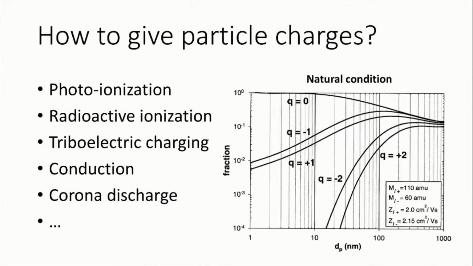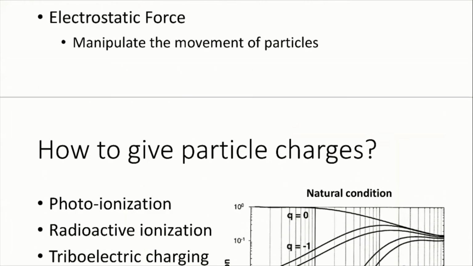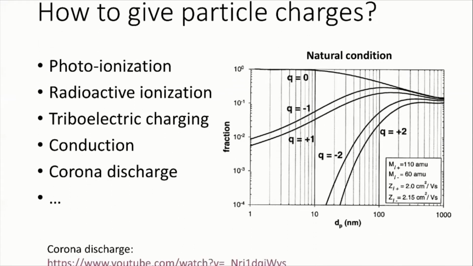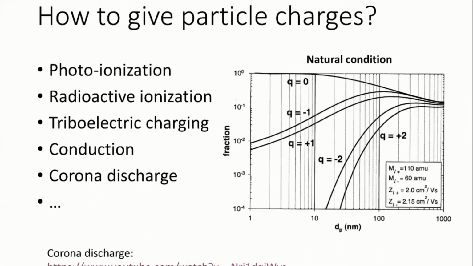But one thing we didn't mention for the ebook or the Kindle is that we assume that all the particles are already charged. But how do we charge the particles? Because actually most of the particles are neutral in our environment. So here I'm showing a graph that's showing basically the fraction of particles carrying different charges.